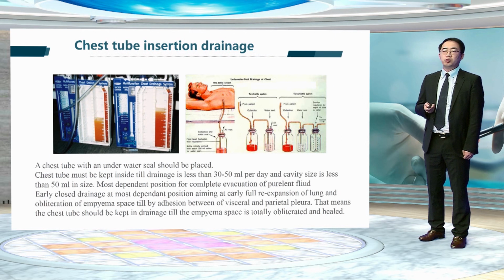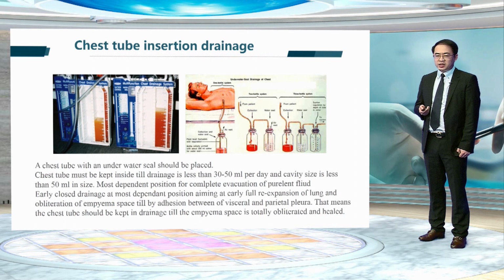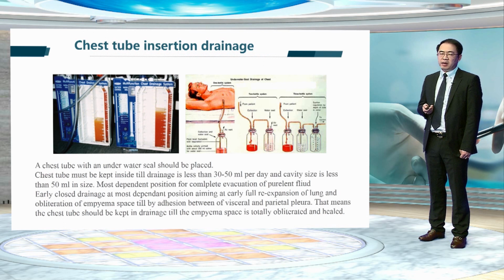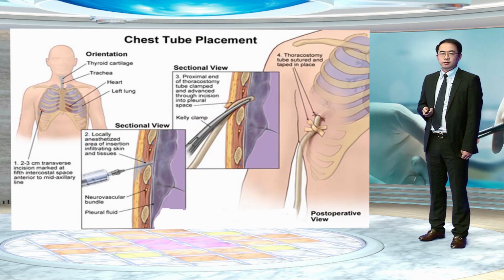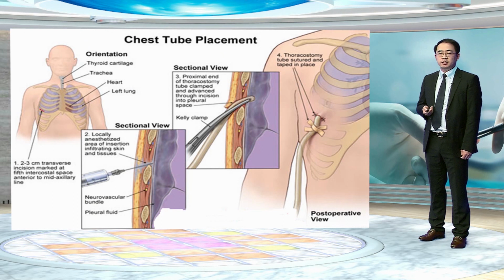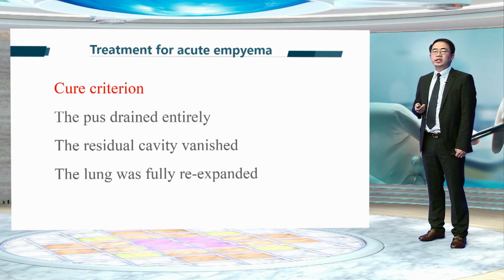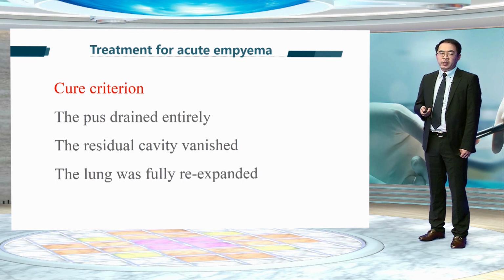Here is chest tube insertion drainage. The drainage will be kept until the empyema space is totally obliterated and healed. Here is the procedure for chest tube placement and the treatment for acute empyema. The cure criteria include that the pus is drained entirely, the residual cavity has vanished, and the lung is fully re-expanded.